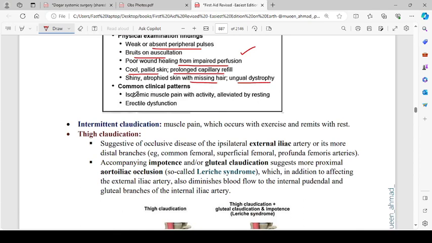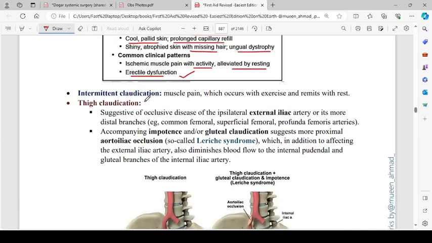Common clinical patterns include ischemic muscle pain with activity, alleviated by resting, and erectile dysfunction. Intermittent claudication is a characteristic feature of peripheral artery disease. So it is muscle pain which occurs with exercise and remits with rest. It is just like stable angina but in the peripheral parts of the body.